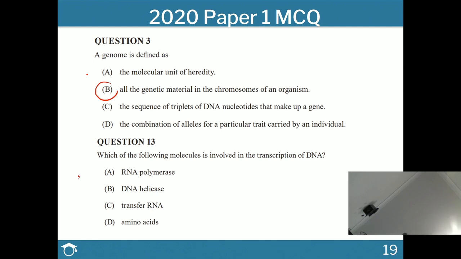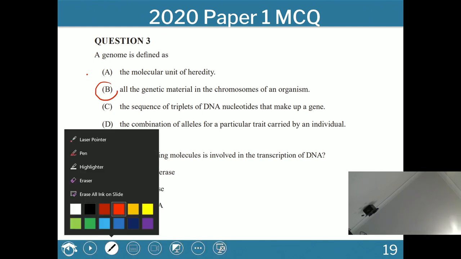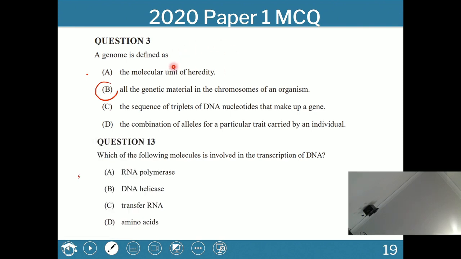The molecular unit of heredity, our first one there, is more a gene than a genome. And the sequence of triplets of DNA nucleotides that make up a gene are codons. The combination of alleles for a particular trait carried by an individual, this one isn't actually one that we talked about in this lesson, but this is a genotype, which might be revision from grade 10 for you, I'm thinking.